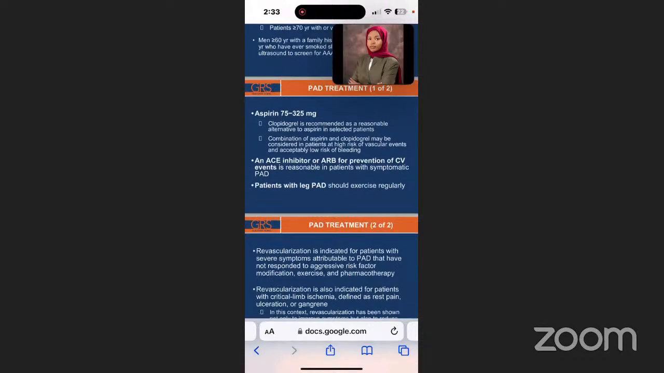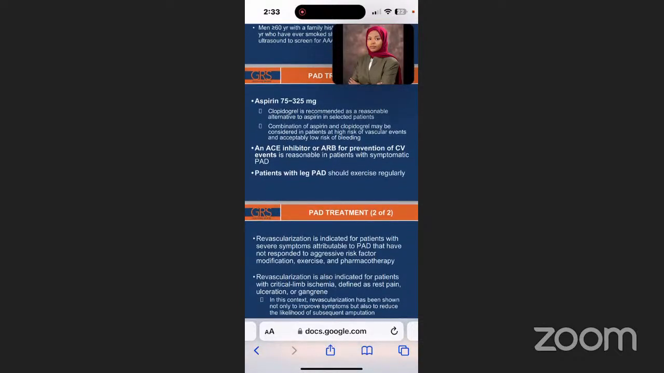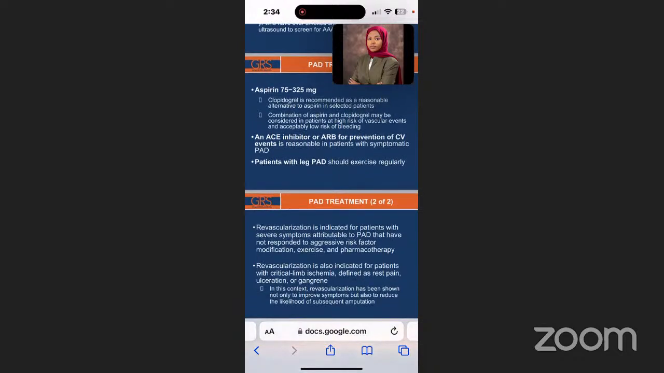Treatment of peripheral artery disease. The first option we have is aspirin 75 to 325 milligrams. Also, clopidogrel is recommended as a reasonable alternative to aspirin in selected patients. We can combine both aspirin and clopidogrel in patients with high risk of vascular events and with low risk of bleeding. An ACE inhibitor or ARB for prevention of severe cardiovascular events is reasonable in patients with symptomatic peripheral artery disease.